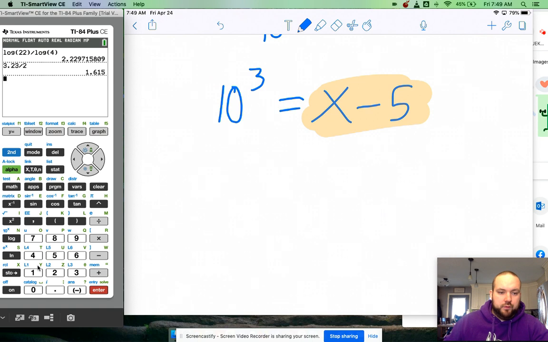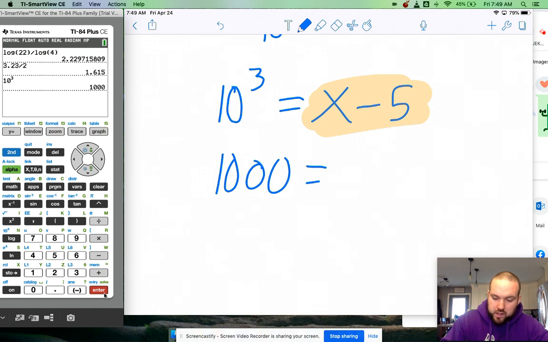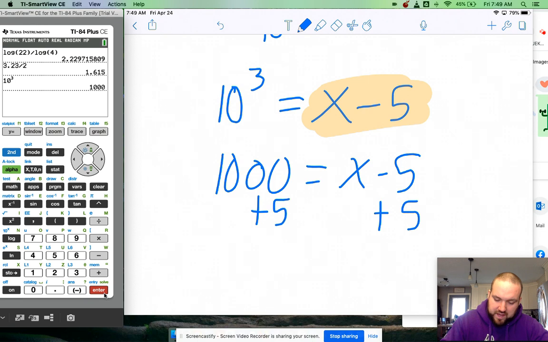Now I rewrite this expression as an exponent: 10 to the third power equals my argument of x minus 5. 10 to the third power is something I can simplify with the calculator. 10 to the third is 1,000. Then I can simply solve for x by adding 5, so that'll be 1,005.